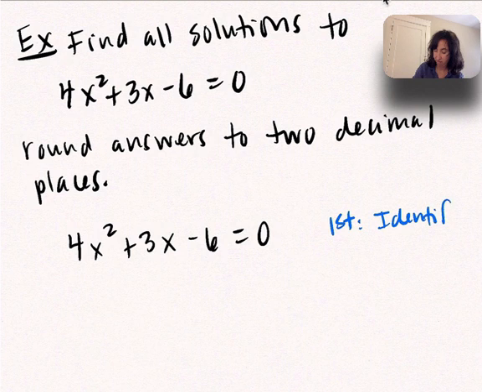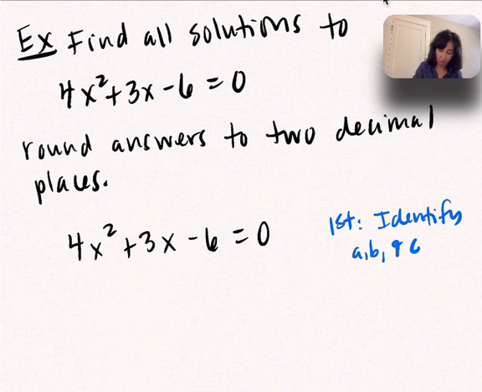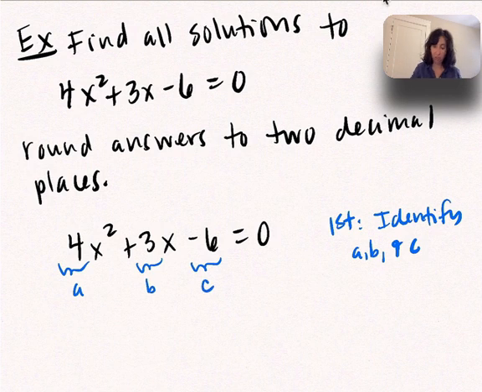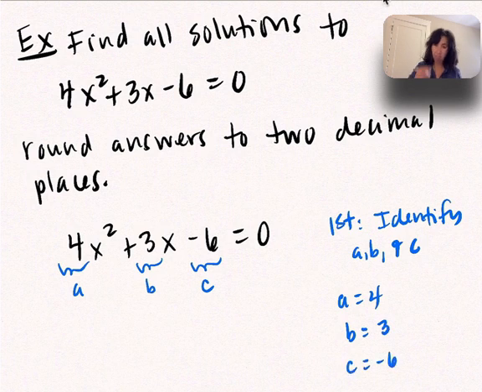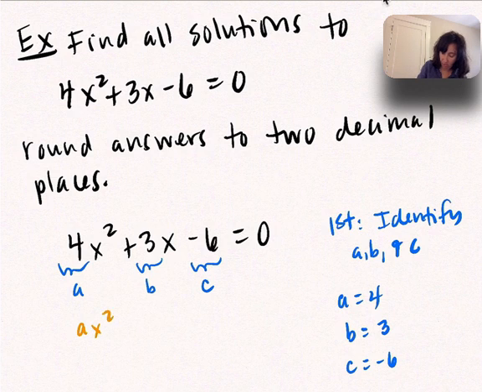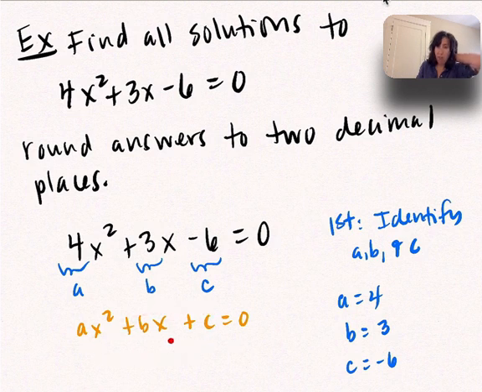In other words, I need to look at this and determine what is a, what is b, and what is c. So here we have a is 4, b is 3, and c is negative 6. Now, the equation I'm looking at here is already in the correct order. In other words, I already have it written as ax squared plus bx plus c equals 0. If your equation was not in this order, you would have to rearrange it using algebra until it had the x squared term first, then the x term, and then the constant term, and then equals 0.